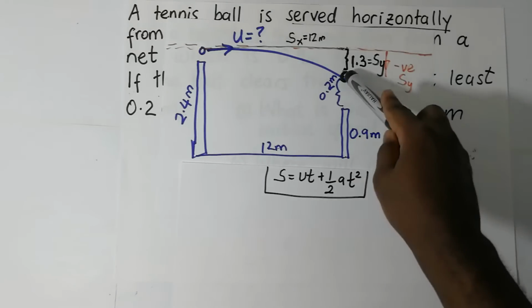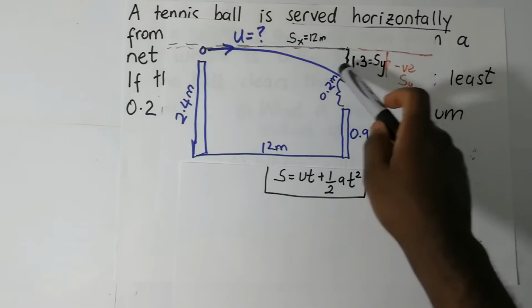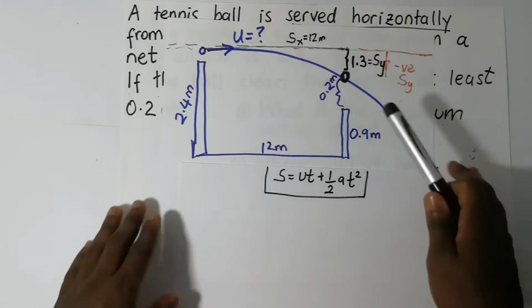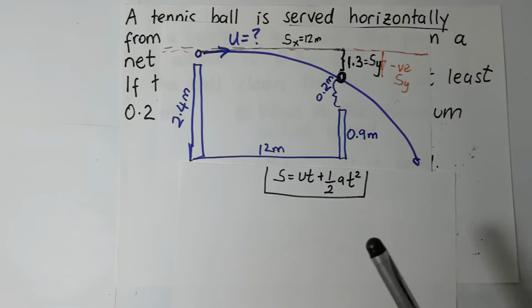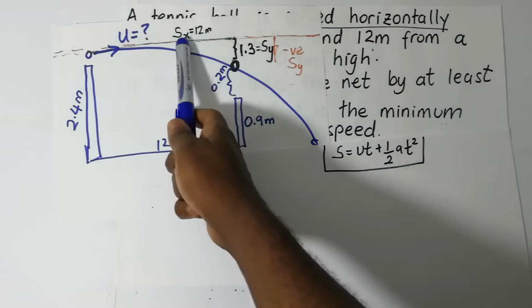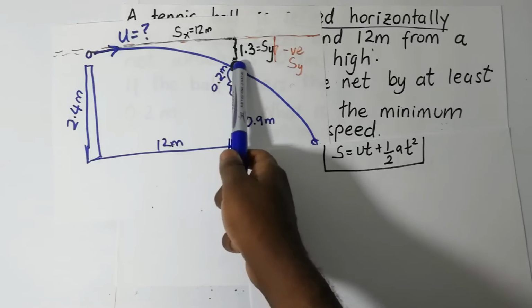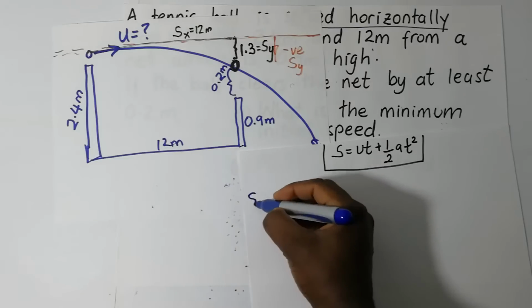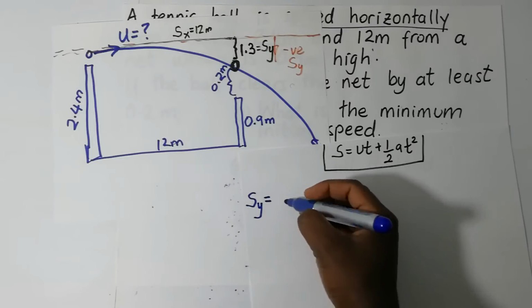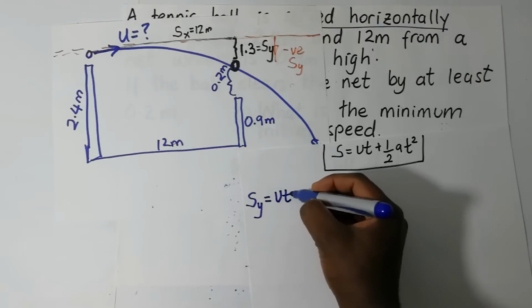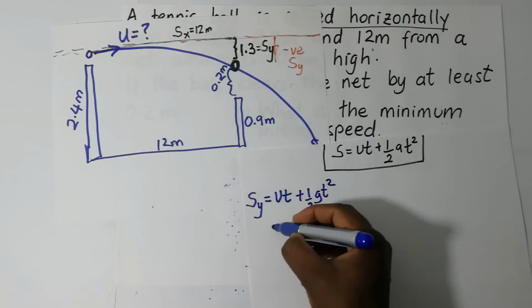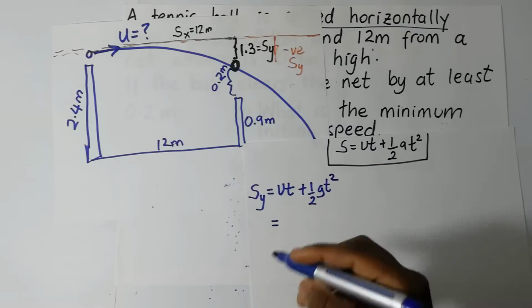So since we have our x and y displacements, we can use this expression to find out what they want. In this case, they want us to find the value of u. So let's get started with the working. Let's begin with displacement in the y direction. Displacement in the y direction is given by ut plus a half gt squared. What is the value of u?